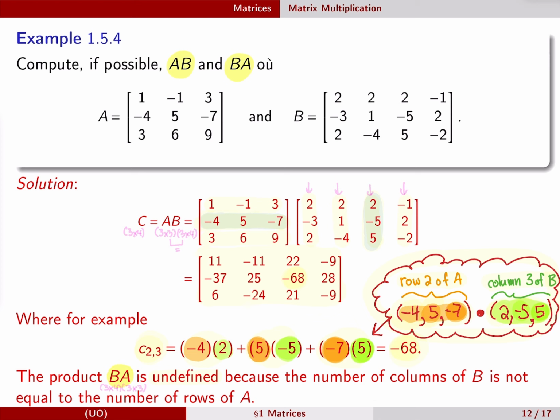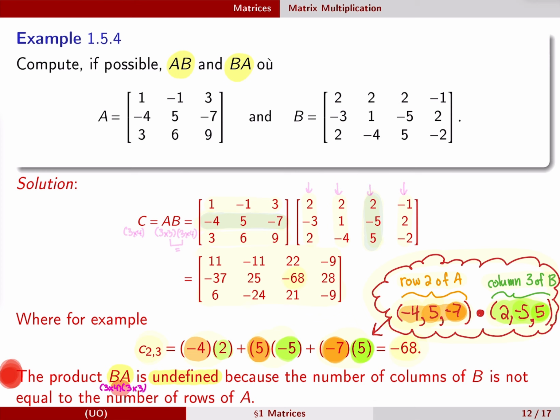So if you're trying to compute B times A, B is a 3 by 4 matrix. You can write the dimension here, 3 by 4. And meanwhile, A is a 3 by 3. So you see the middle numbers are not the same. So bye-bye. Okay, no product to do here. So this operation is undefined.